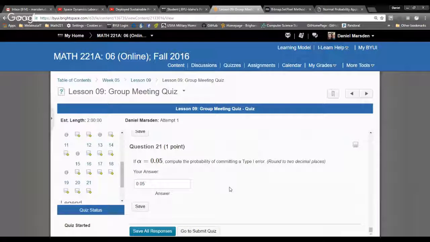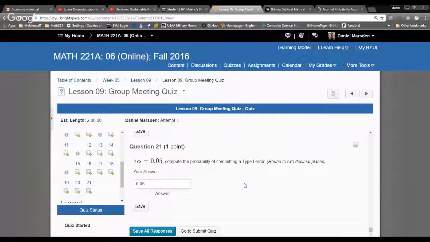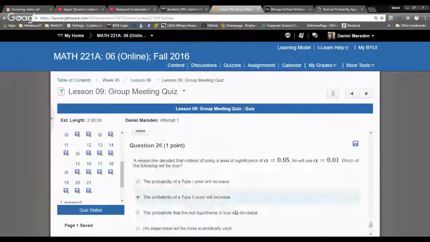If alpha equals 0.05, compute the probability of committing a type 1 error. Round to 2 decimal places. Isn't that just the same as the alpha? 0.05? So 5%? I thought it was something super easy like that. Yeah, it is. I believe it is. All right, sir. Awesome.